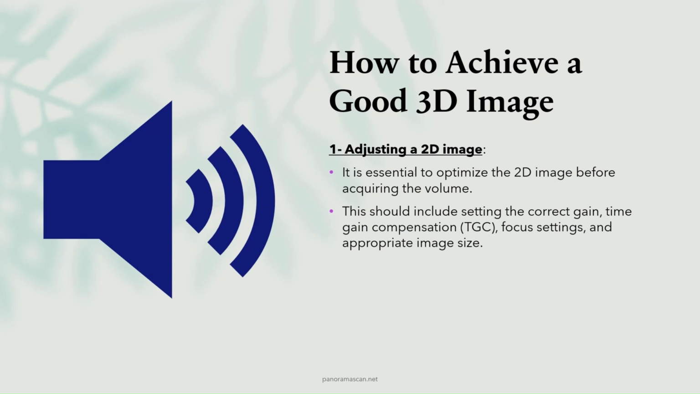The image size should be adjusted to include the entire area of interest, ensuring that the anatomical structures are well within view. Setting the appropriate depth ensures that the ultrasound beam captures the entire volume of interest without unnecessary surrounding tissue that might distort the 3D reconstruction.